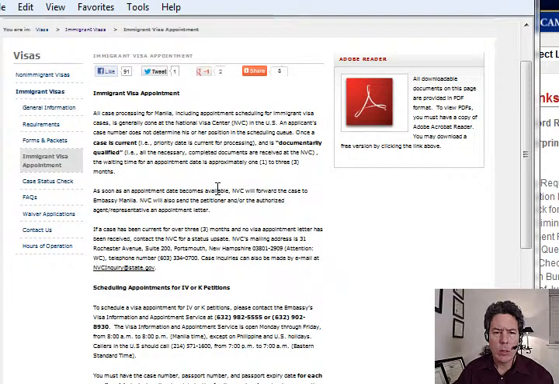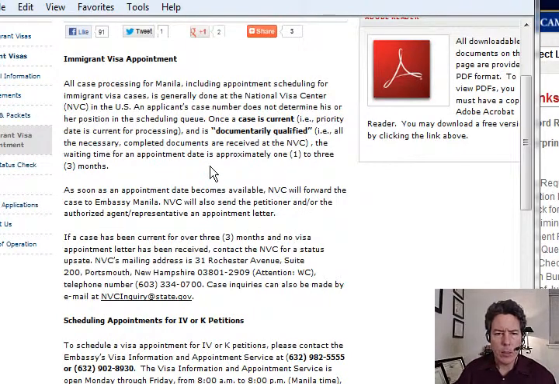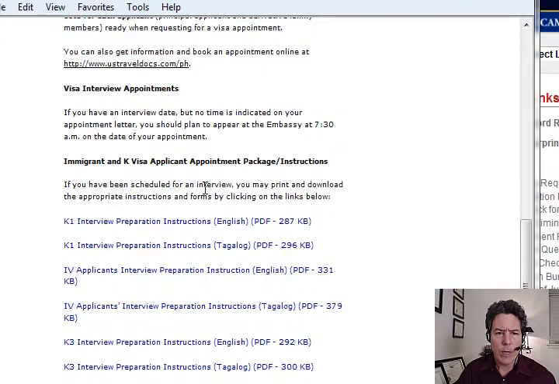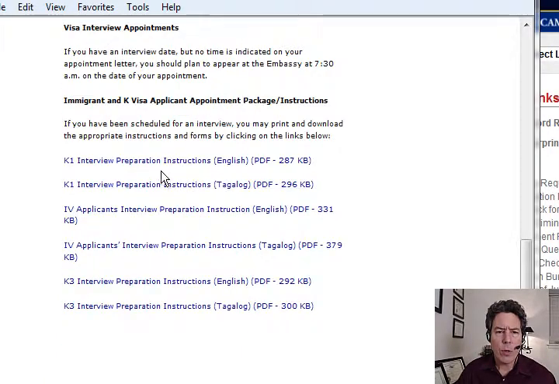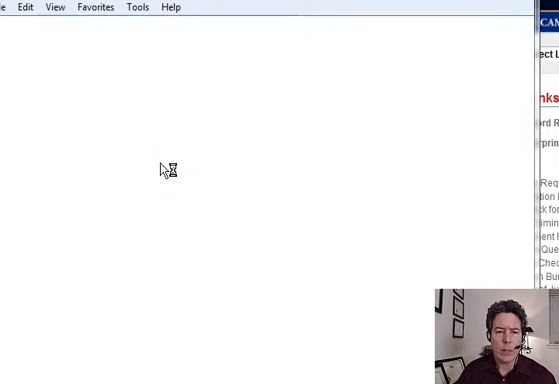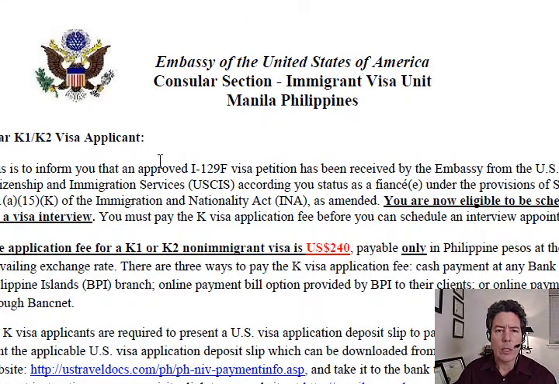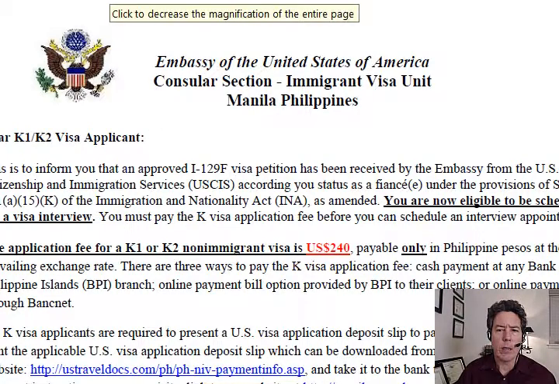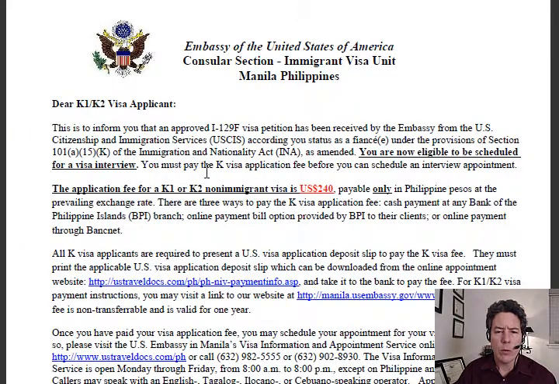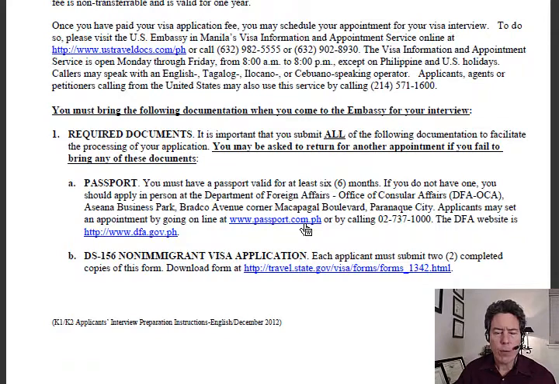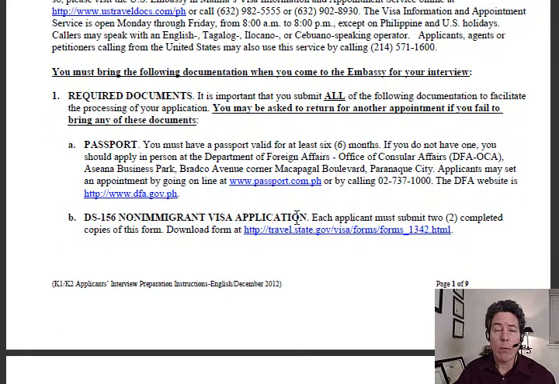Okay, and let's see what we've got in here about police checks, scheduling an appointment, interview, K-1 interview, preparation instructions. Oh, good. This is in English, and they have it in Tagalog, too. Okay, great. So here is our document. Now, this looks good. This looks like a nice document that we can use to determine where to go to get the criminal records checks. They pretty much run the same way, just like the one that we saw for Montreal.